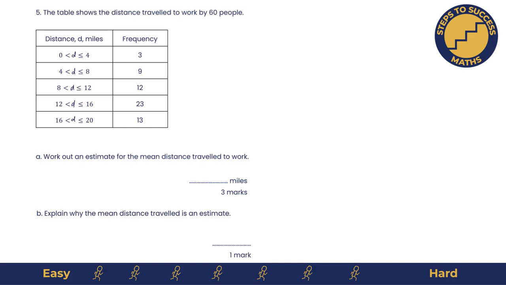Question 5. The table shows the distance travelled to work by 60 people. A, work out an estimate for the mean distance travelled to work. And B, explain why the mean distance travelled is an estimate. Okay, so we can do part A. We know we need to find the midpoint. So add a column to your table called midpoint. The midpoint between 0 and 4 is 2. Between 4 and 8 is 6. And then 10, 14, 18.